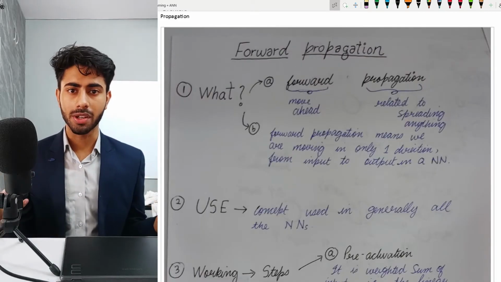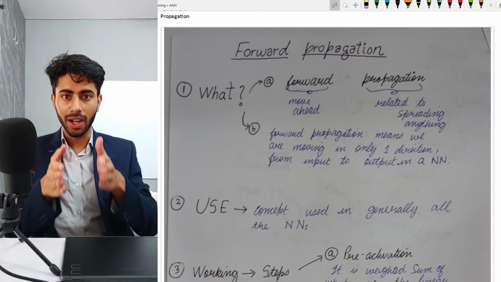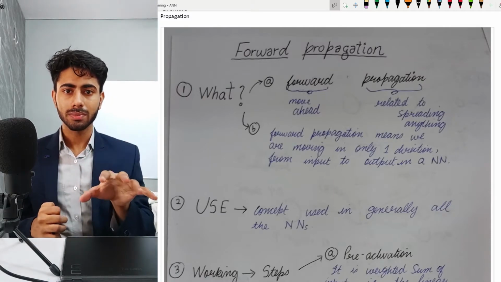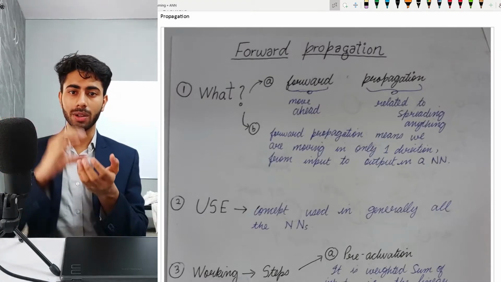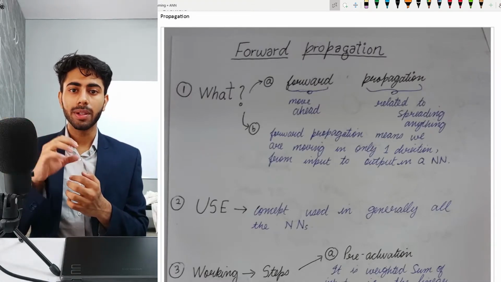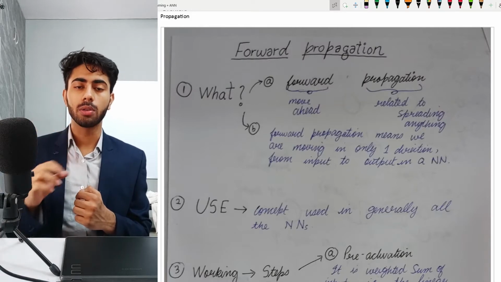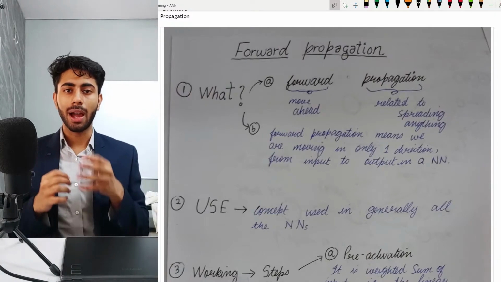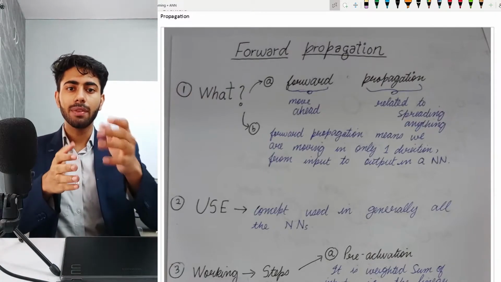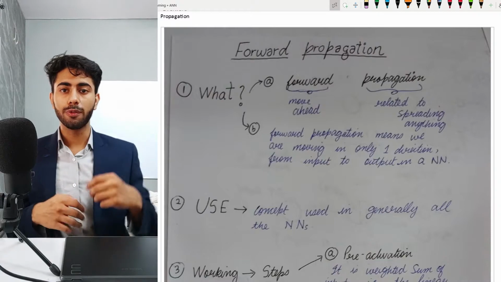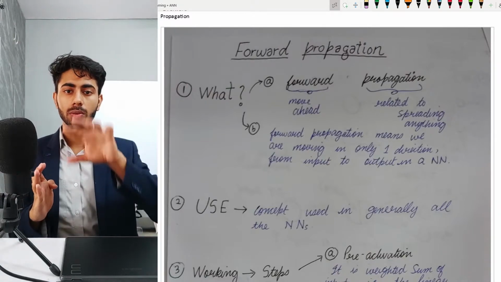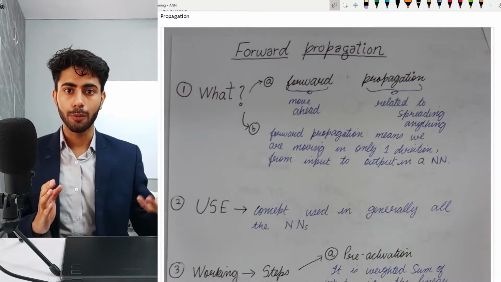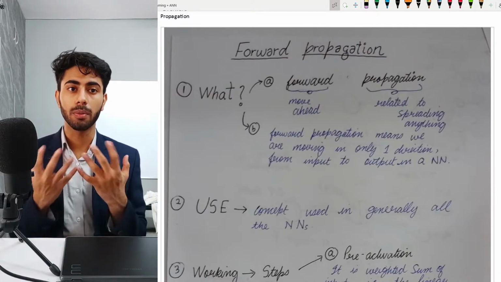So what is forward propagation? Forward means to move ahead, and propagation is a term related to spreading. So in forward propagation, we feed input to our neural network, and the input gets spread to the hidden neurons and the output neurons. The input moves ahead in the forward direction, and we get output from the other side. So we feed input, it gets spread to the further layers of the neural network, and after that we get an output from the neural network. That is known as forward propagation.